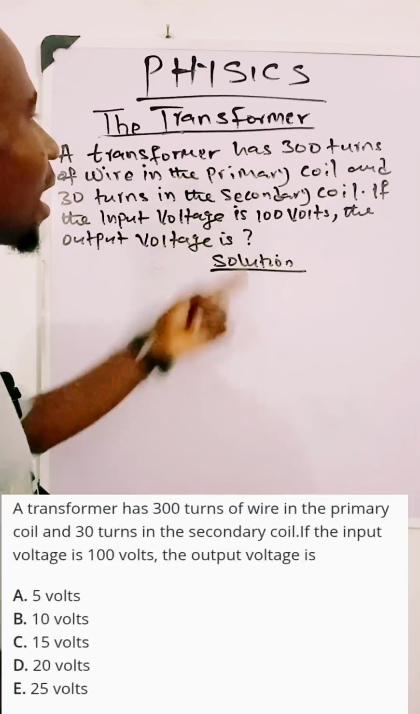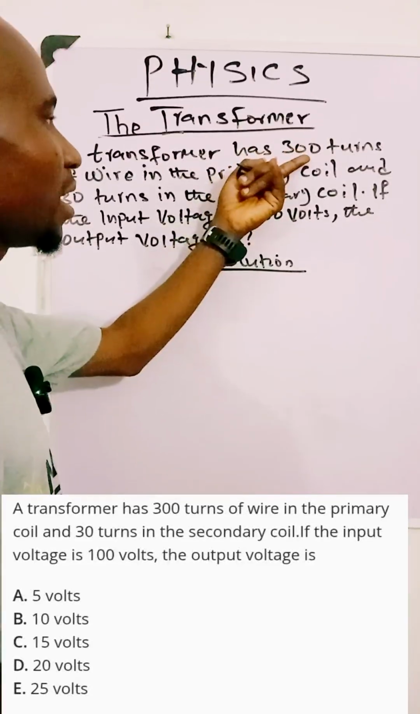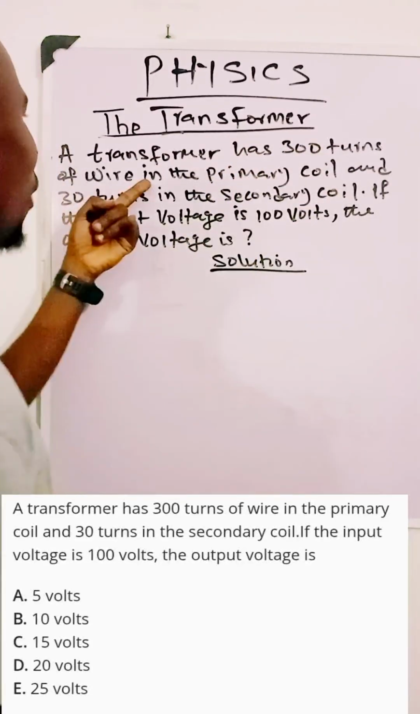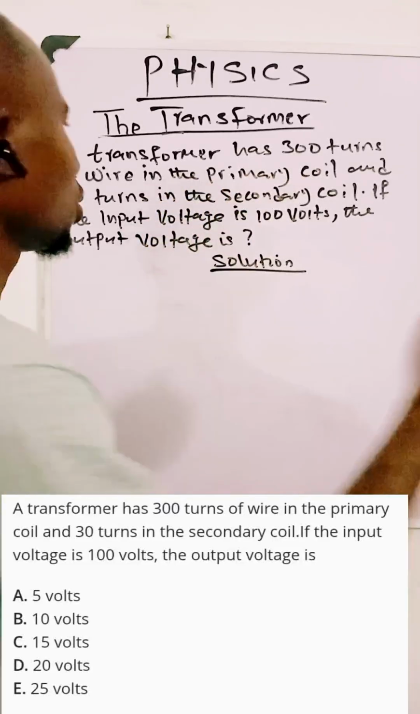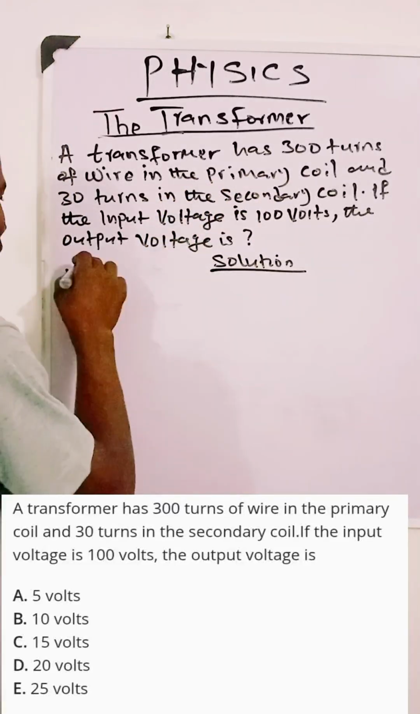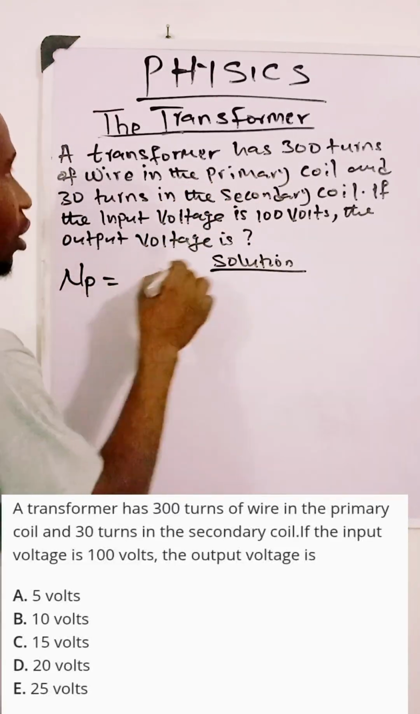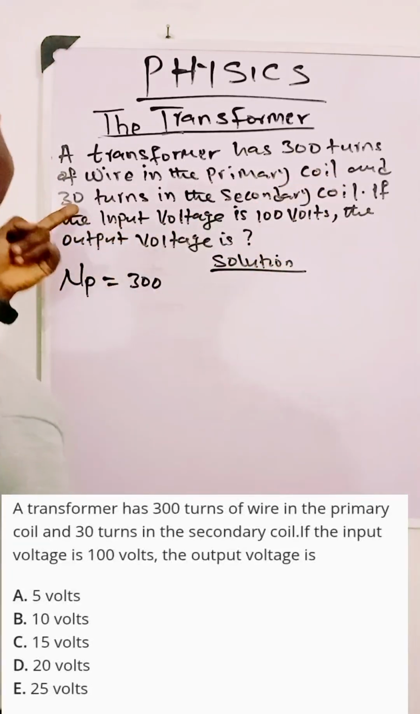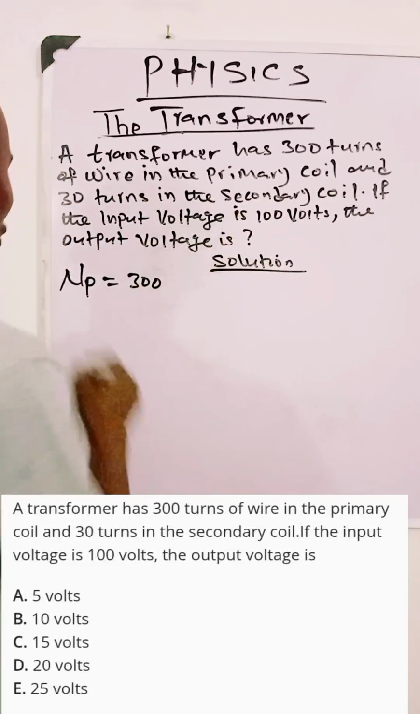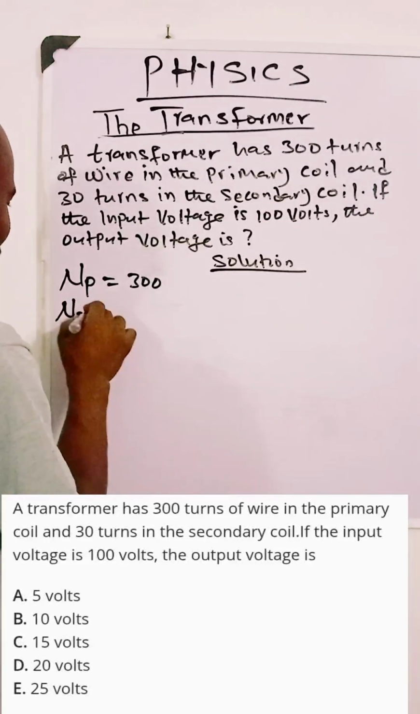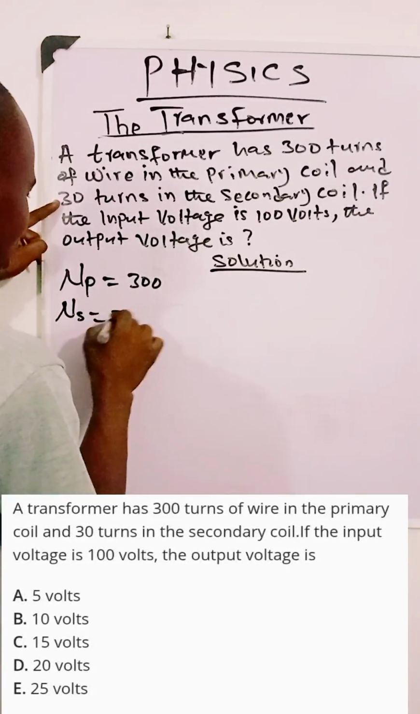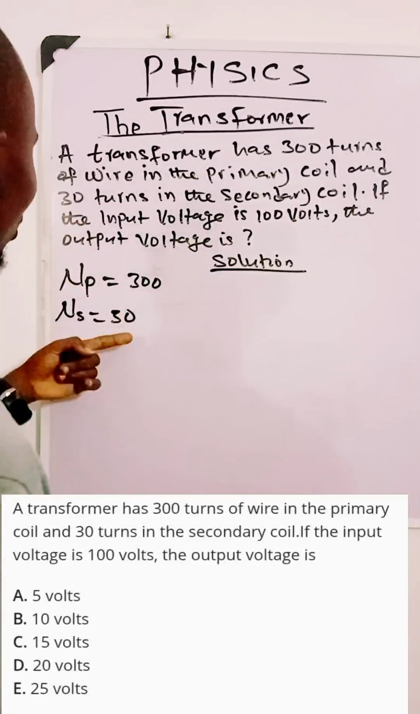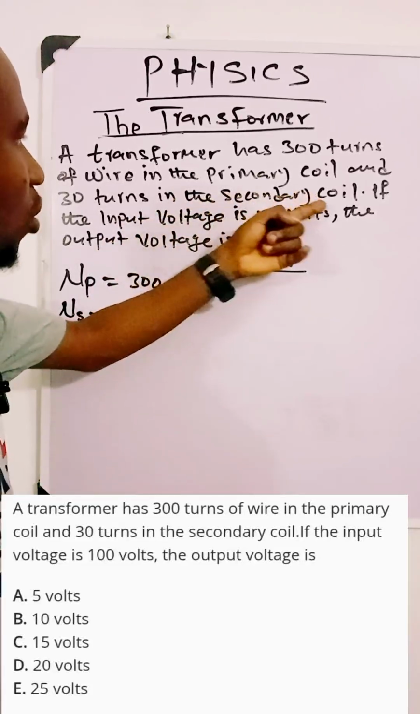A transformer has 300 turns of wire in the primary coil. So the number of coils at the primary is 300 turns, right? And 30 turns in the secondary. So the number of coils at the secondary is 30 turns, okay, in the secondary coil.